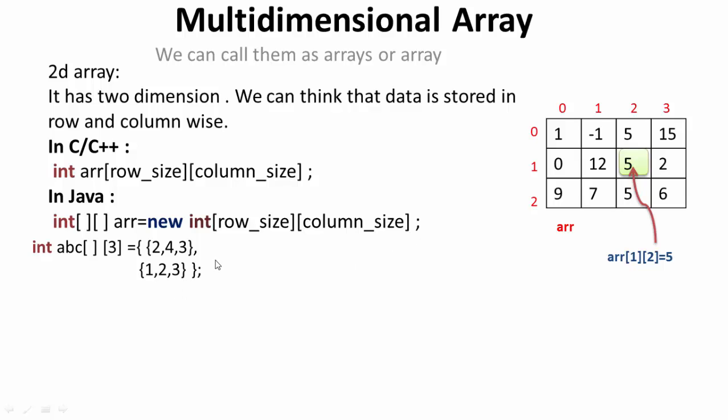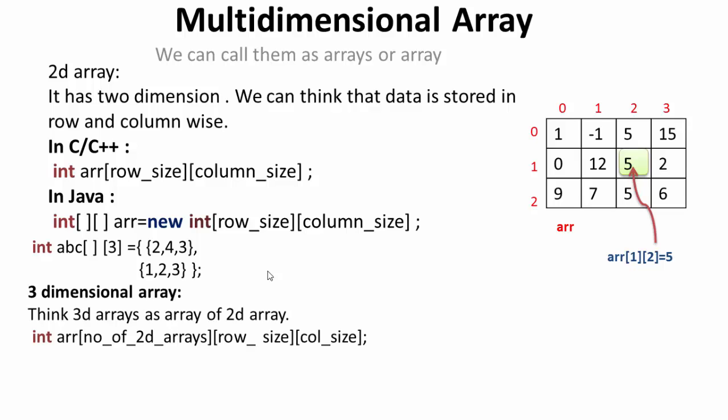Now here we also can initialize the array at the time of declaration like this. You should notice one thing, that I haven't given the first dimension. I have only given the second dimension. One thing should be noted, that whenever we declare and initialize a 2D or multidimensional array, we always have to specify all the dimensions except the first one. It is mandatory.